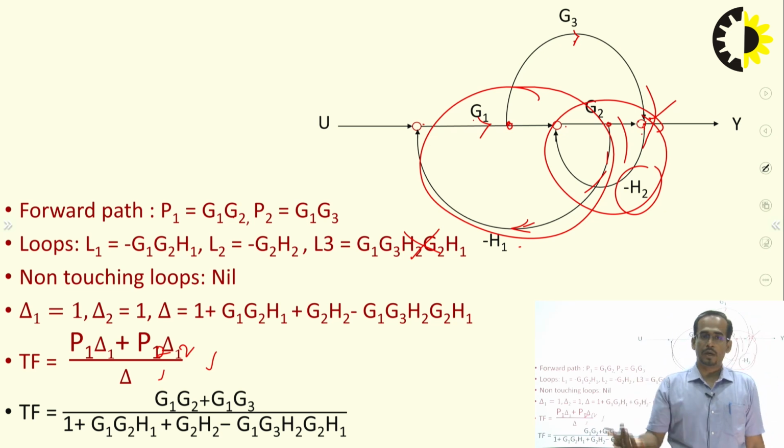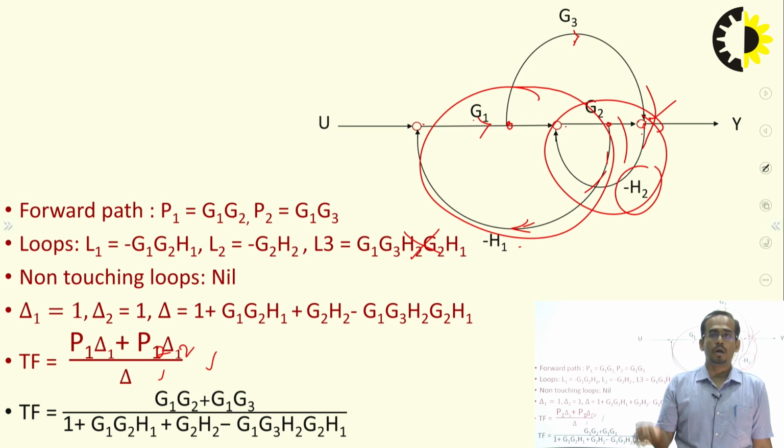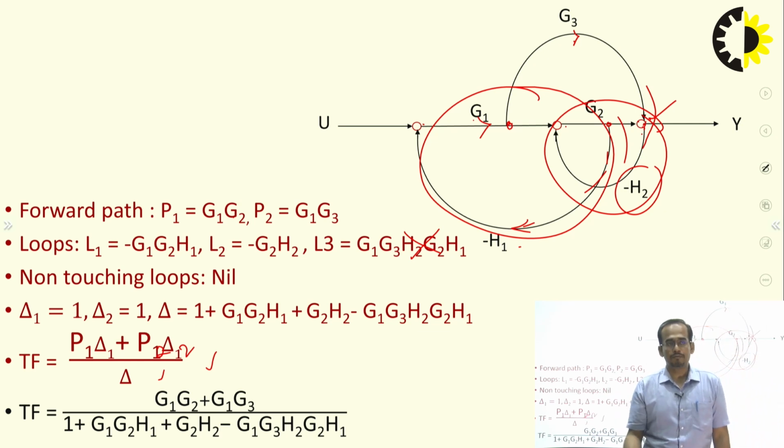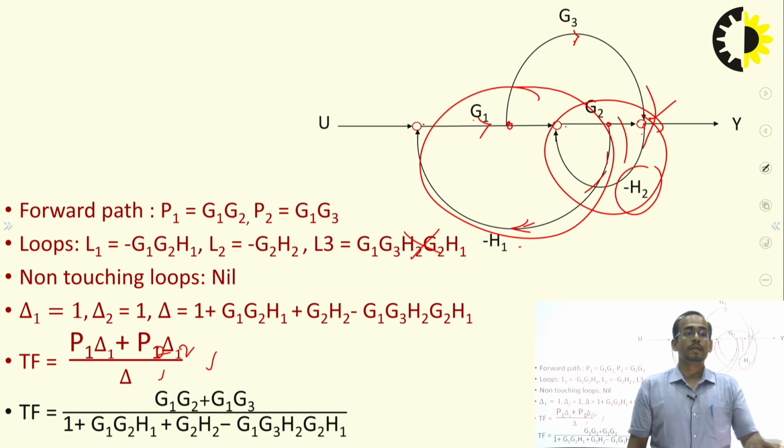In this way you can find the transfer function or overall gain of the given signal flow graph, or you can reduce the block diagram using Mason's gain formula by converting it into a signal flow graph.